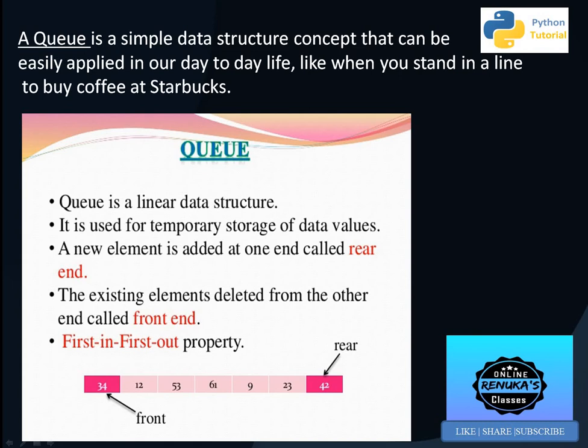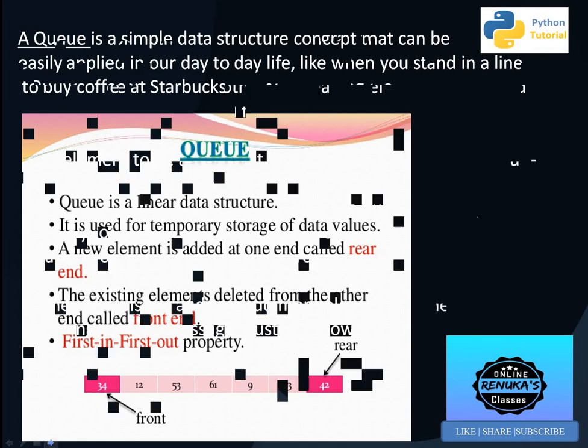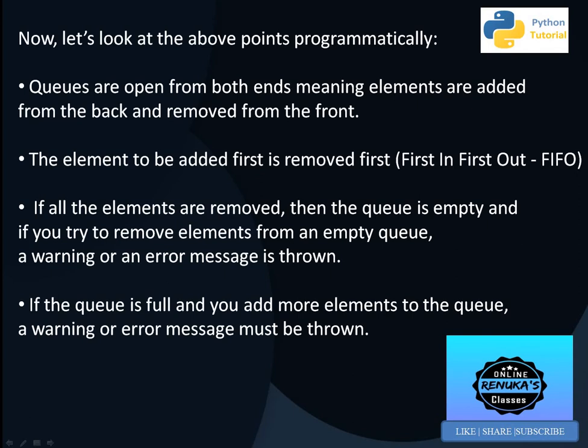The first part is known as front, and the end part, or we can say the last part, is known as rear. So all the additions are done from the rear end and all the deletions are done from the front end. So that is what a queue is.